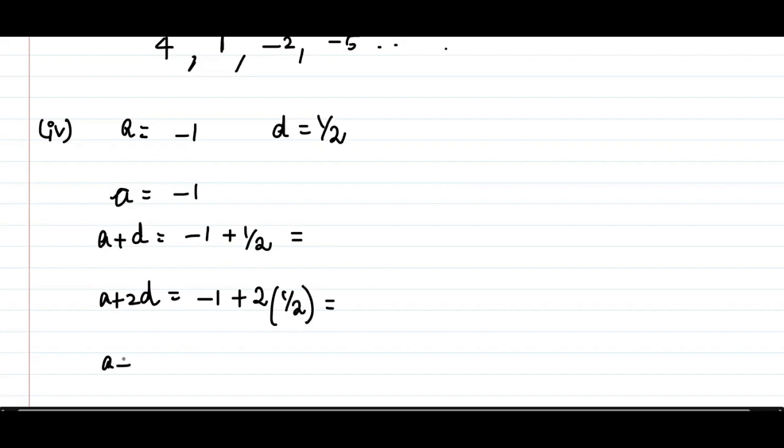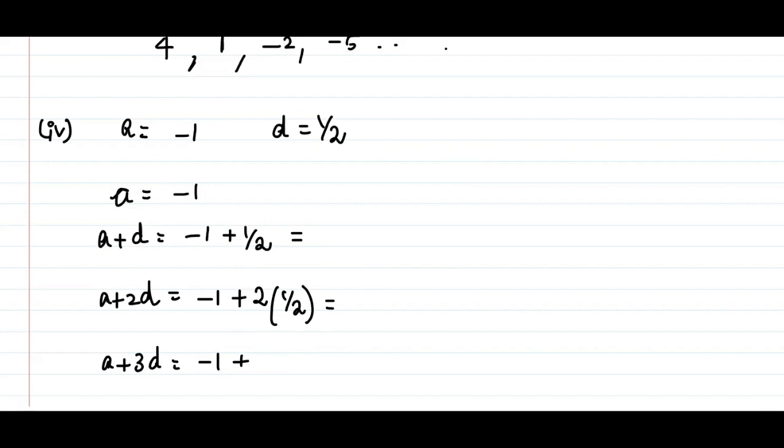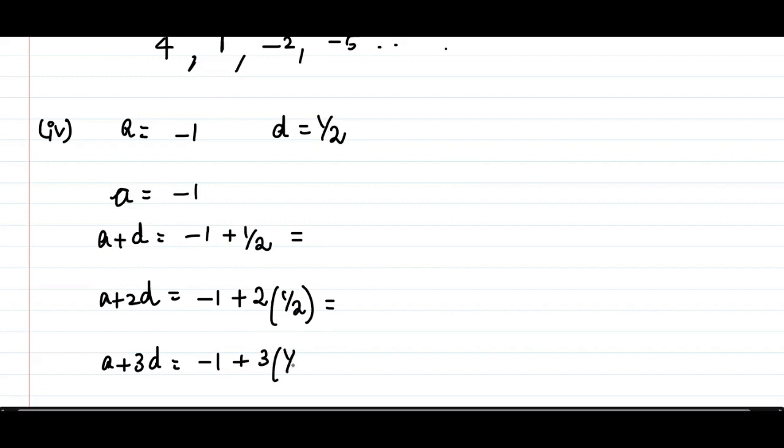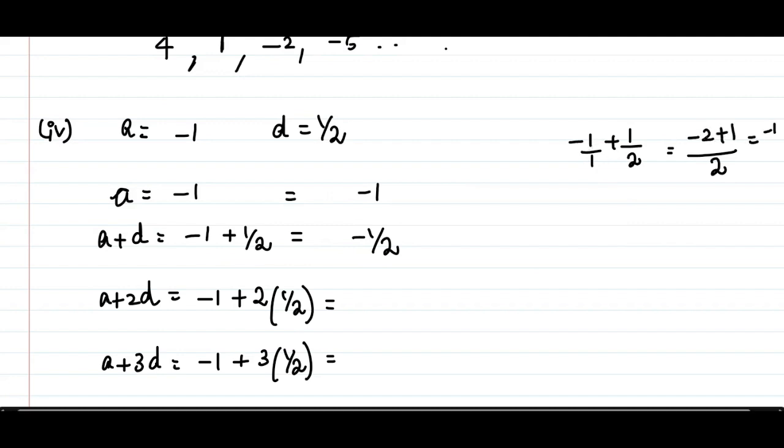Then A plus 3D, -1 plus 3 times 1 over 2. Now let's simplify. So the first one will be -1, first term. Second term will be -1 plus 1 by 2, that will become -1 by 2. We see like this. So -1 plus 1 by 2, right? Just take an LCM. So this will become 2. So multiplying 2, that will become -2 plus 1. -2 plus 1 will become -1. So -1 over 2.